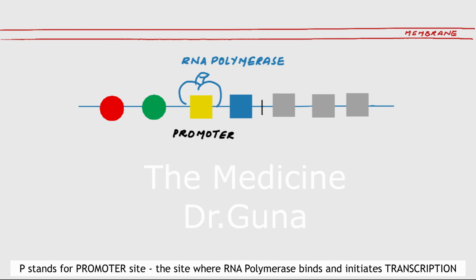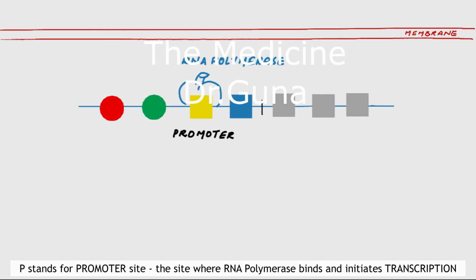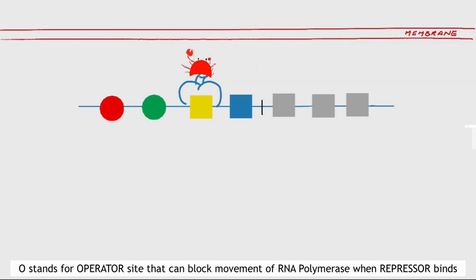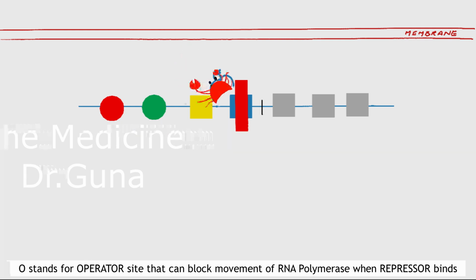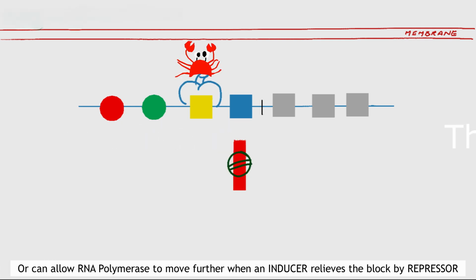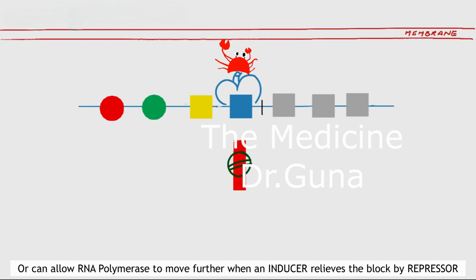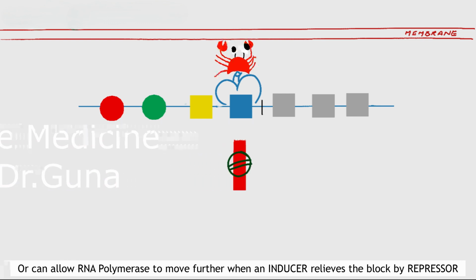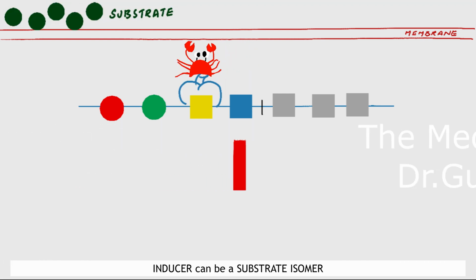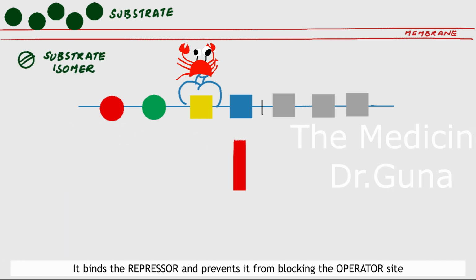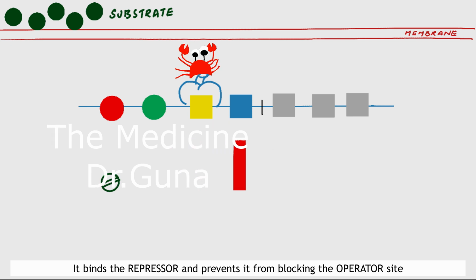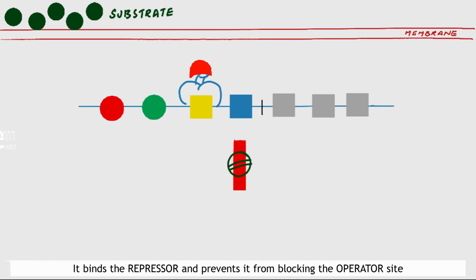P stands for promoter site, the site where RNA polymerase binds and initiates transcription. O stands for operator site, that can block the movement of RNA polymerase when repressor binds, or can allow the RNA polymerase to move further when an inducer relieves the block by repressor. Inducer can be a substrate isomer. It binds the repressor and prevents it from blocking the operator site.